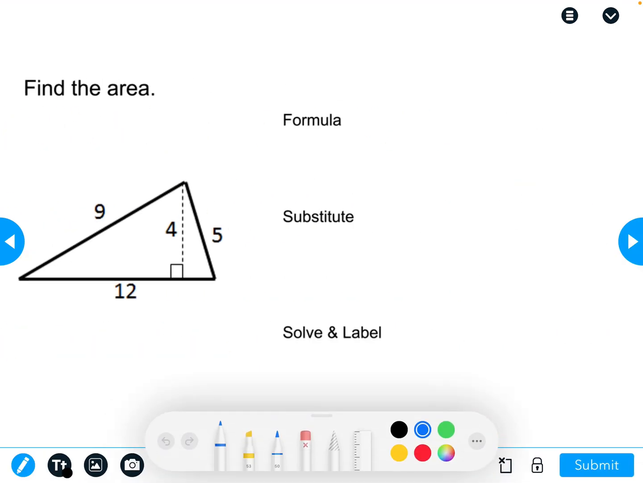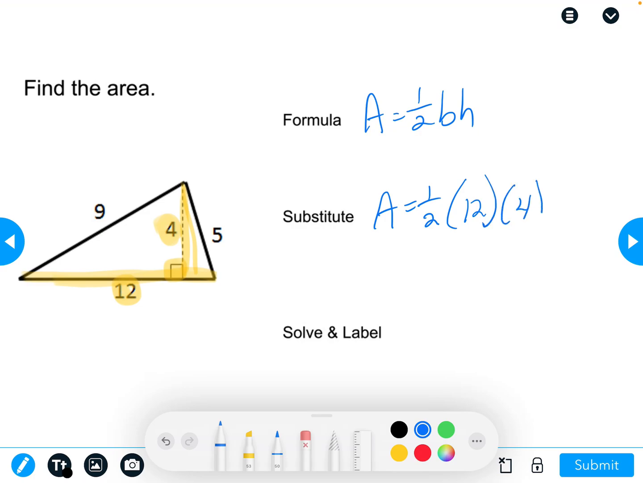Take a look at another triangle. This one's not a right triangle, so the base and height are, there's a dotted line for the height, so we got a base of 12 and a height this time of 4. Area equals 1/2 the base times the height, so area equals 1/2 of 12 multiplied by 4. When I do that multiplication, we get 24 units squared.